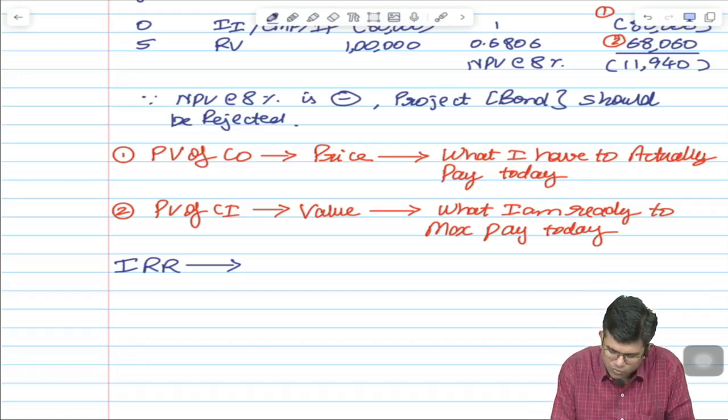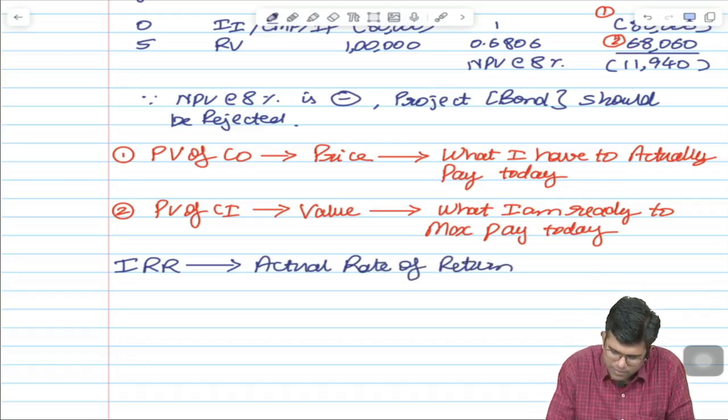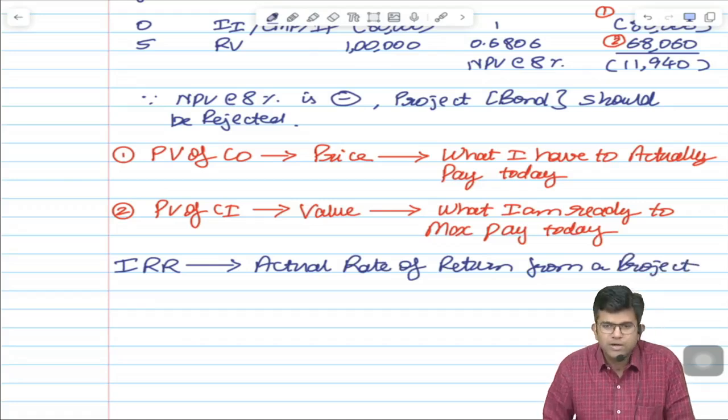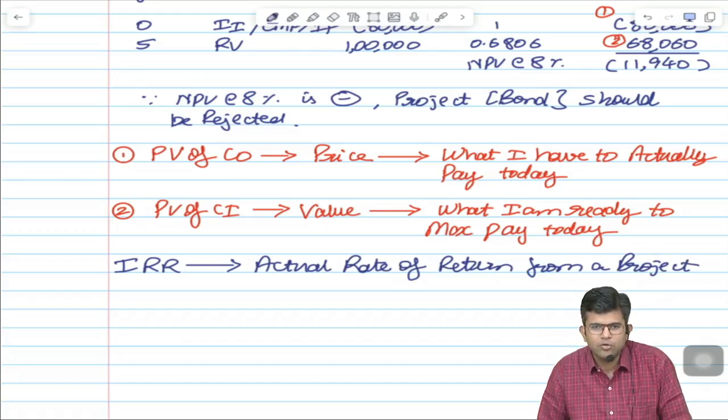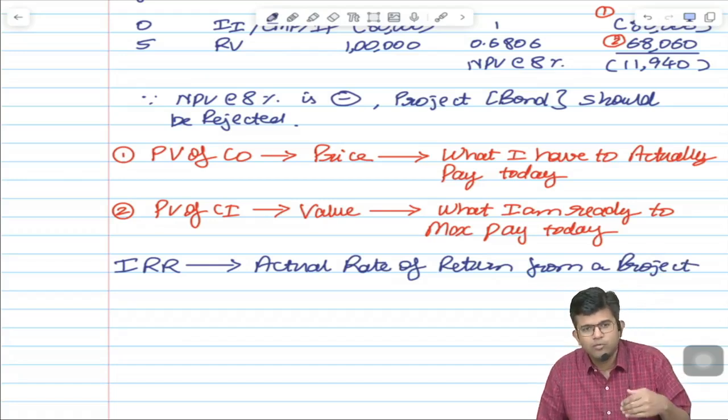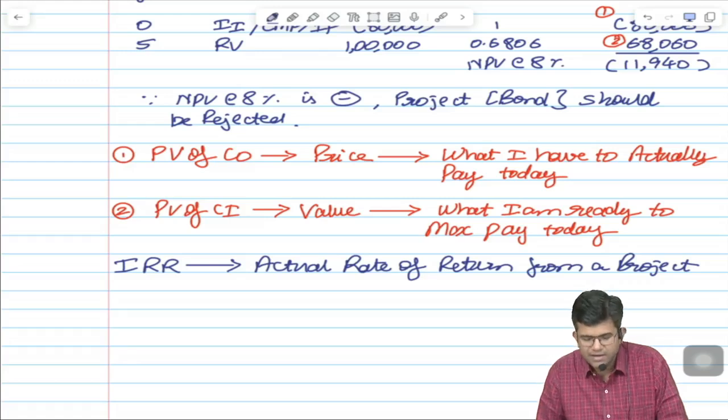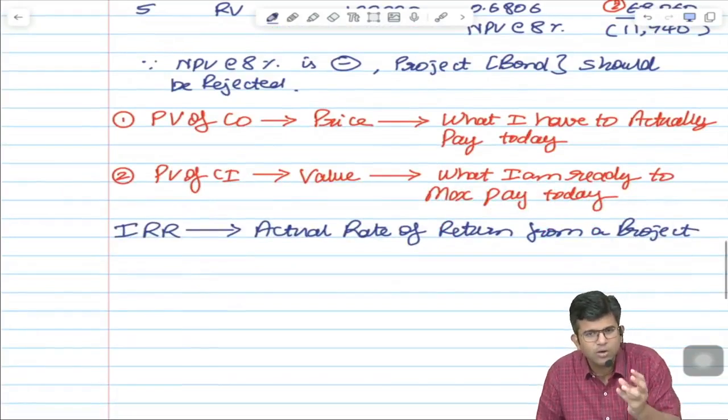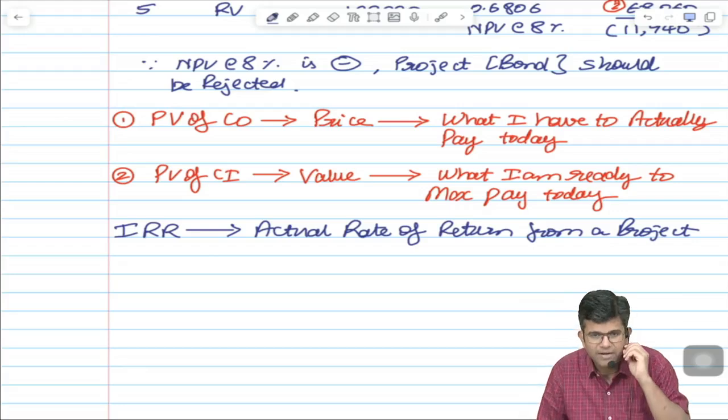IRR refers to the actual rate of return from a project. Okay, students, I want you to listen carefully. For the post 9:30 session, there is something I want to tell you now. Can I say IRR refers to the actual rate of return? IRR doesn't mean what you want. IRR is what you get. Everybody clear now? What is the actual rate of return?